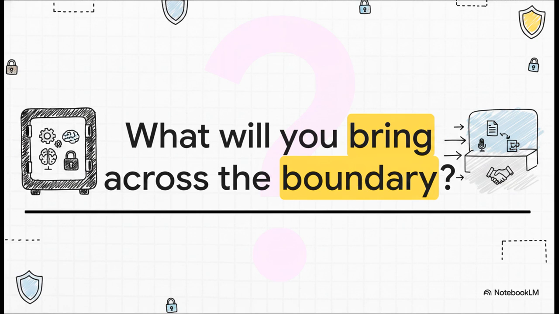So I want to leave you with a final thought to ponder today. Which of your workflows will you intentionally bring across that isolation boundary, and which will you safely leave locked inside the vault? Take some time to evaluate your own AI agent routines, map out your personal security boundaries, and definitely dive into the documentation to build your perfect setup.